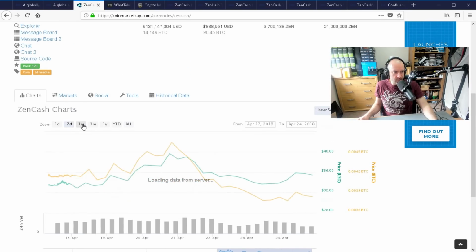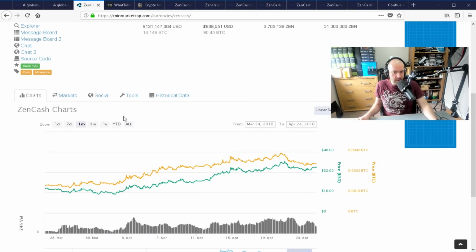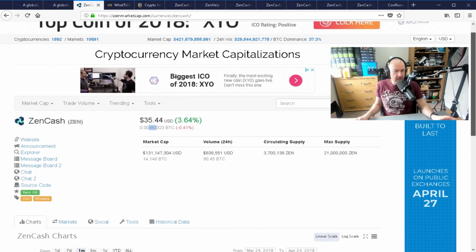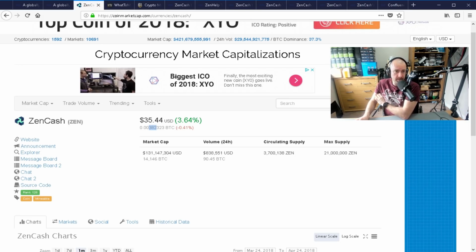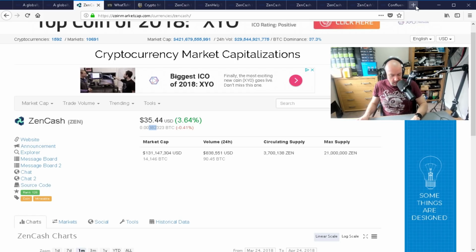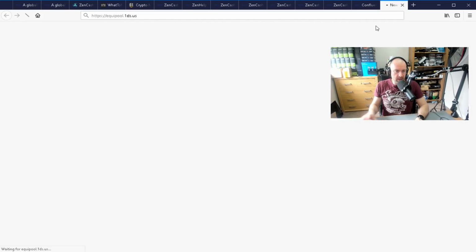If you look over the last week, over the last month, sorry, you can see that on the whole it has been going up quite a bit. So it's encouraging to see that. This is a coin I've mined a few times, and then sold the coins because I was buying something else, and then I've mined it again. I generally mine ZenCash from Equipool.